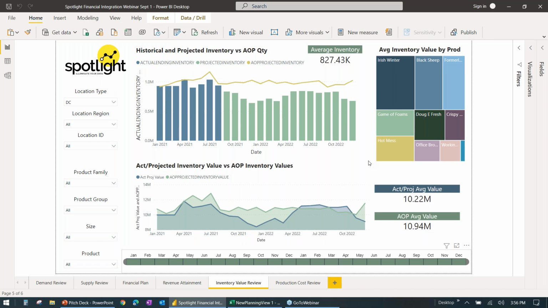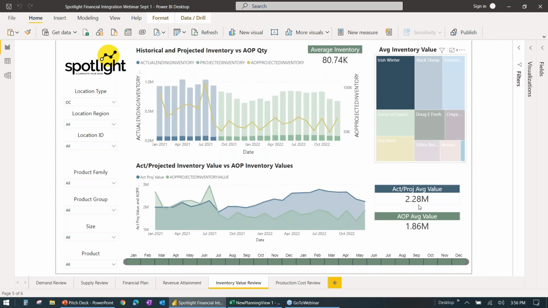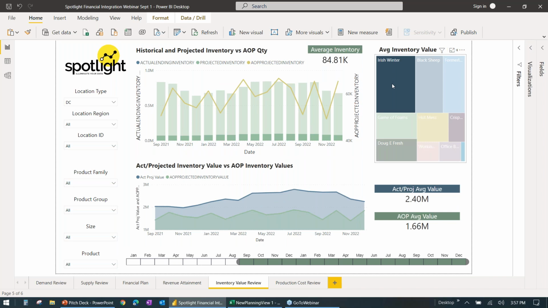No, I forgot, here's another one that I will show just real quick. I forgot I had this set up. What I'm showing here is the projected inventories. If you look over the course of my average inventory values, I can do that by product family, by product group, or by specific periods. So I can slice and dice to see how much inventory on average I'm carrying for each one of these products. In this case, for Irish Winter, I'm going to carry across my supply chain 2.4 million, and for the AOP, I only planned on 1.6 million. So I'm way over on my inventory carrying costs, my expected inventory capital spend.